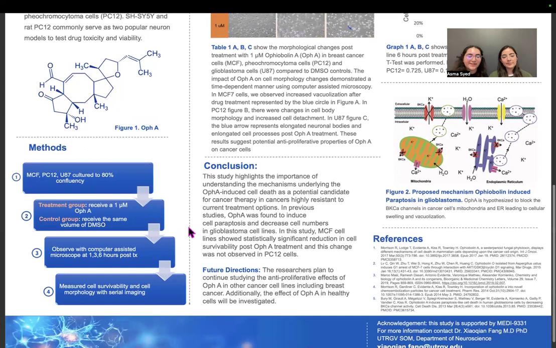So for our methods, we use the cell lines MCF, which is the breast cancer, PC12, which is the pheochromocytoma serving as the neuron model, and U87, which is the glioblastoma cells. The other cell lines we plan to use were T47D and U118, and the cell lines during this experiment were non-viable and not published in this current data, and they're still being investigated at this time.